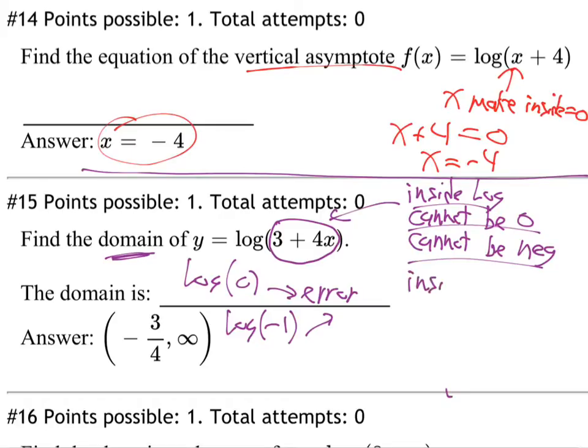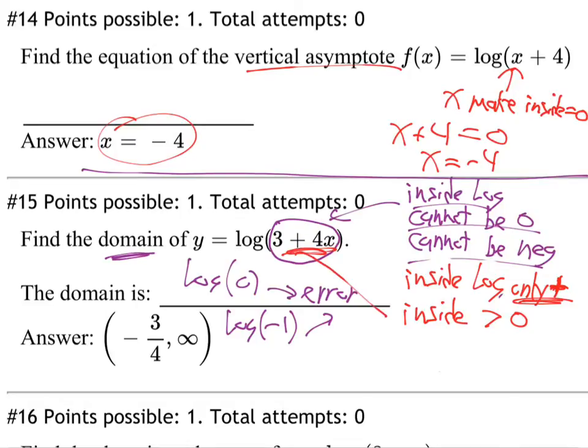So the inside of a log, oops, let me change the color here. The inside of a log is only positive. So the inside has got to be greater than 0. That means only positive, doesn't it? Greater than 0. So take the inside and say, okay, inside 3 plus 4x, you have to be greater than 0. So now let's solve for x.